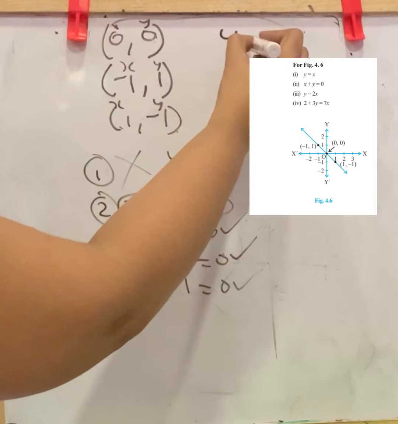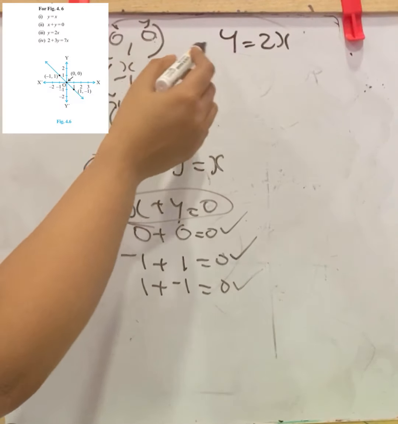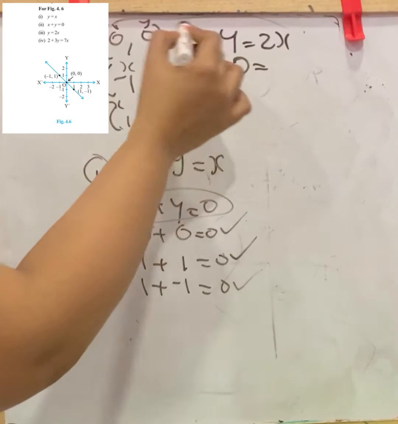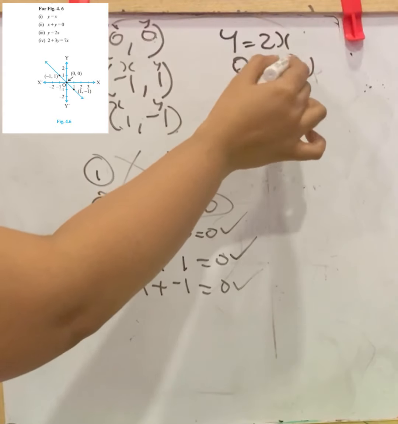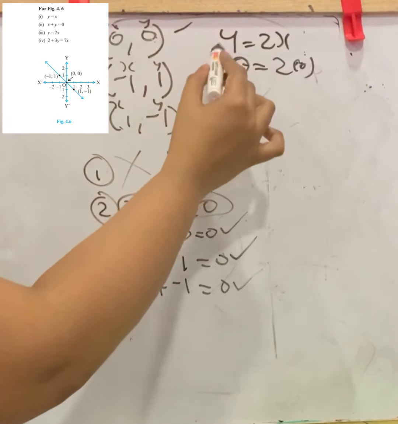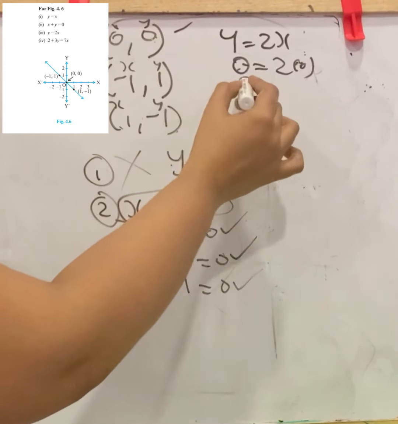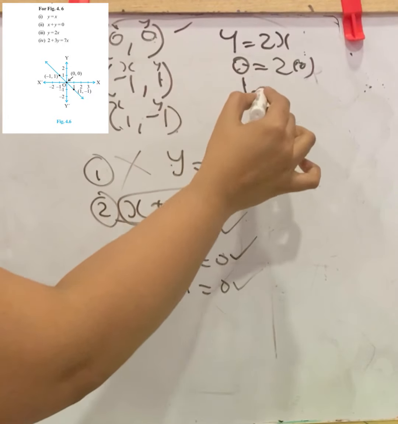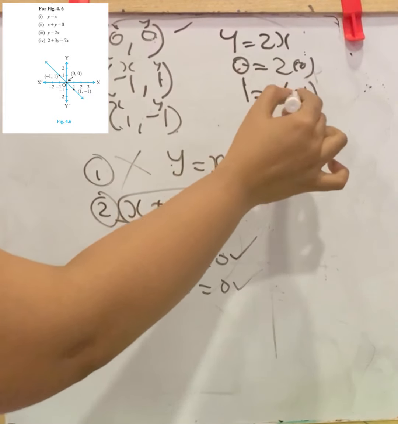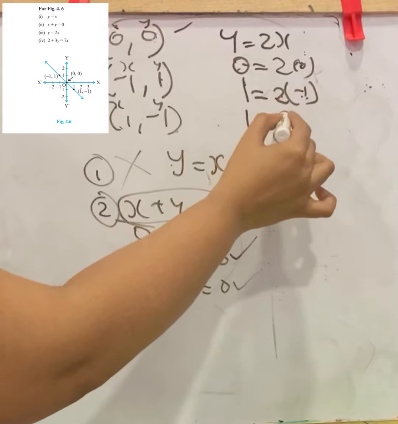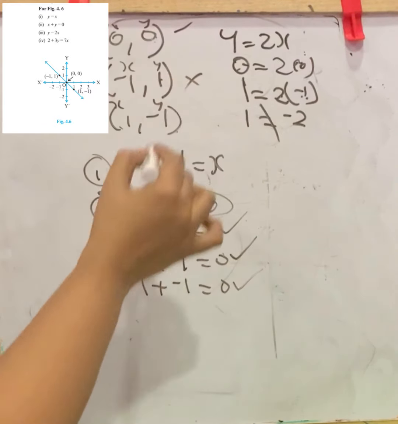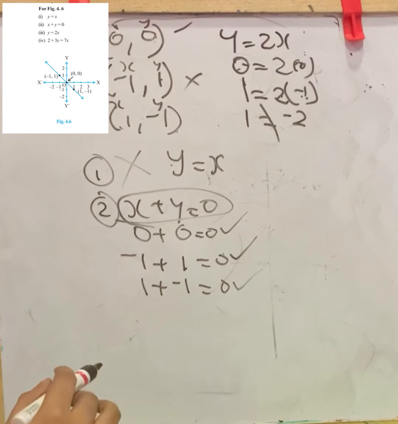Next, y equal to 2x. For that, y is 0 equal to 2 into 0. Yes, (0, 0) satisfies. Next, y equal to 1 means 1 equal to 2 into negative 1. 2 into negative 1 is negative 2. It is not equal, so it doesn't satisfy. So I don't want to check further.